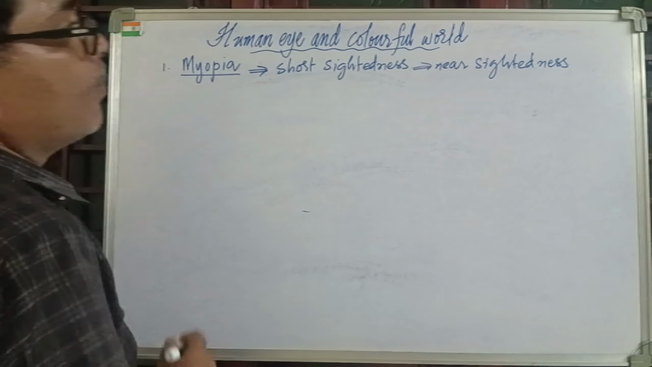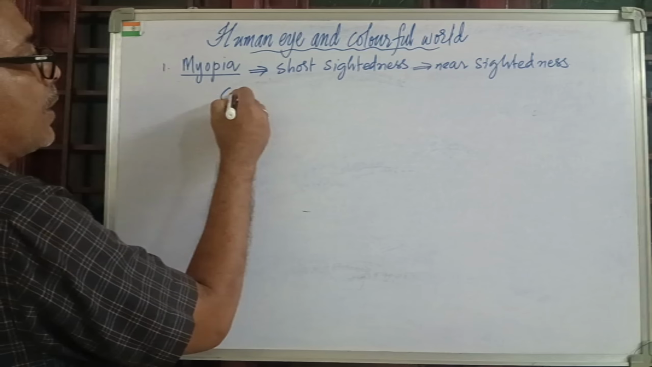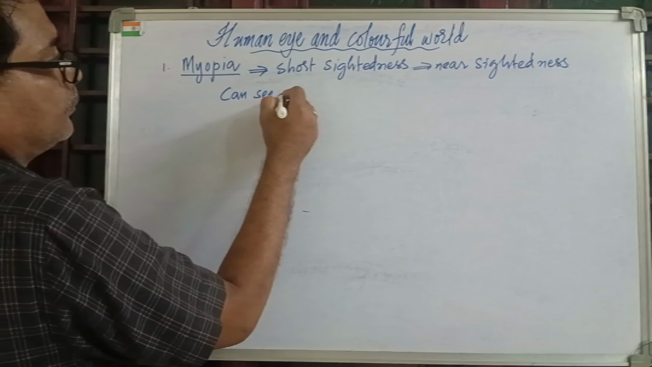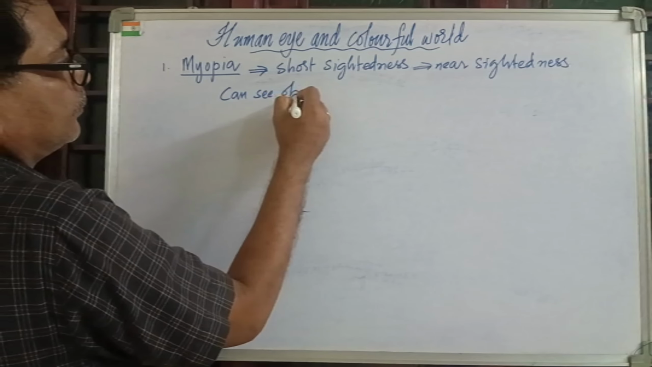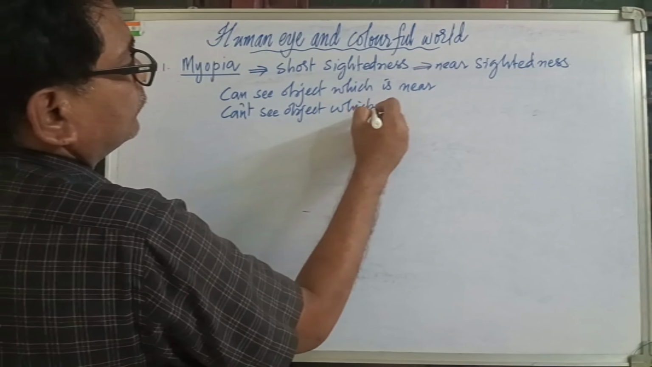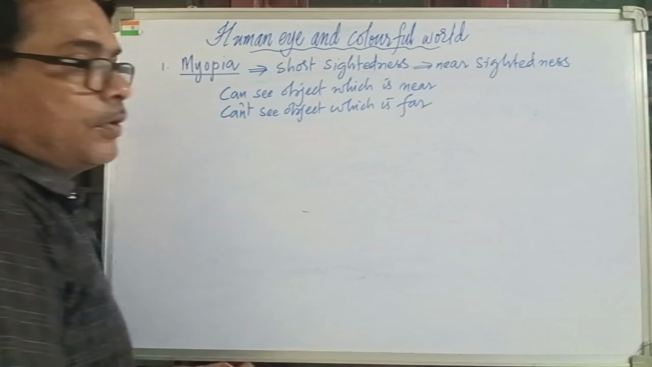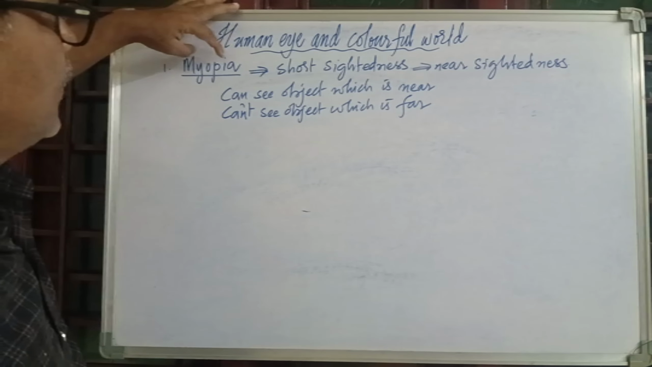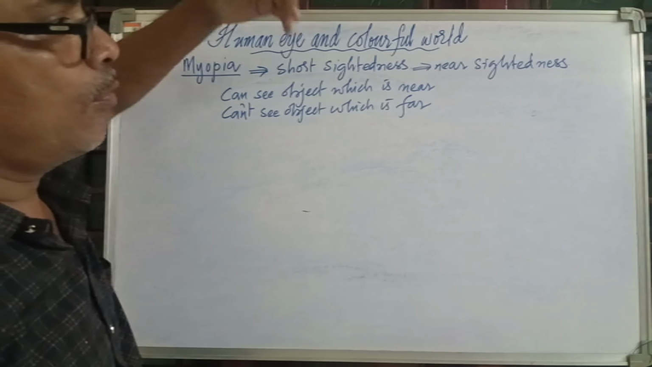A person suffering from myopia can see objects which are near, and cannot see objects which are far. Interesting thing: myopia is a short name, and the other one, hypermetropia, is a long name. So short name, short sight, nearsightedness. He can see objects which are near only. He cannot see objects which are far.